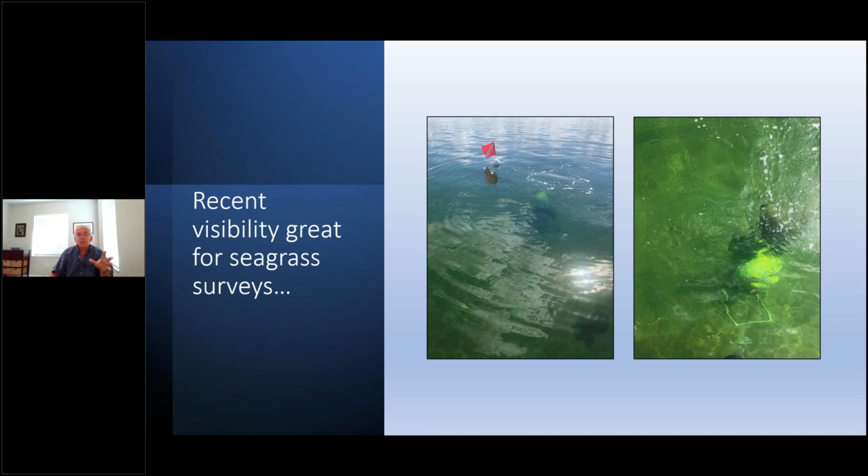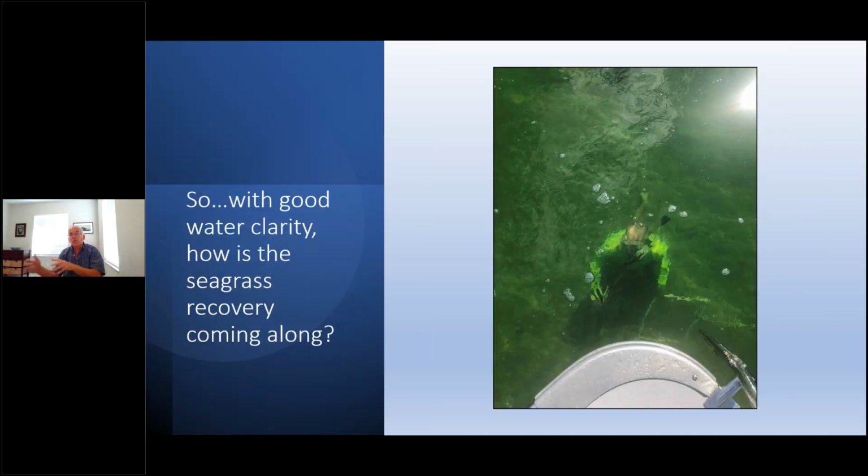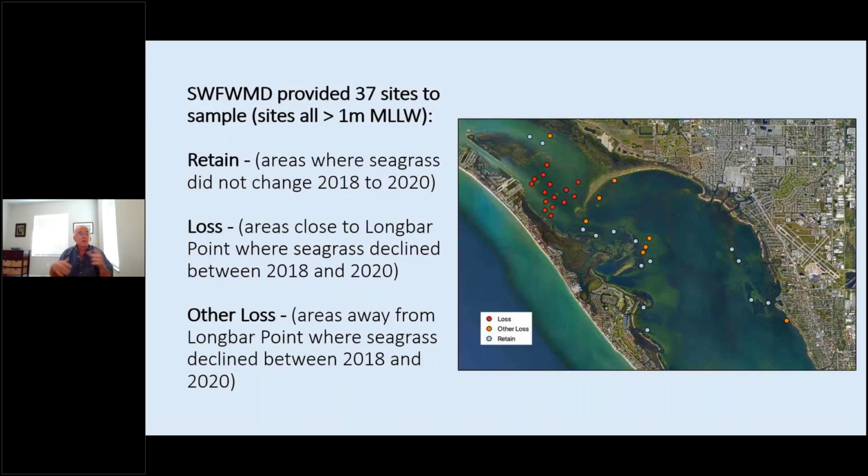So when we actually look at the clarity of the water in the bay, parts of it look like the Caribbean. So we've had good water clarity for a couple of years. We've not really had this kind of long-term cultural eutrophication. So how is the seagrass recovery coming from the 2018-2020 losses? And that's what we actually worked with Southwest Florida Water Management District on. I want to thank Chris Anastasia, and I think Mark Walton helped out a lot.